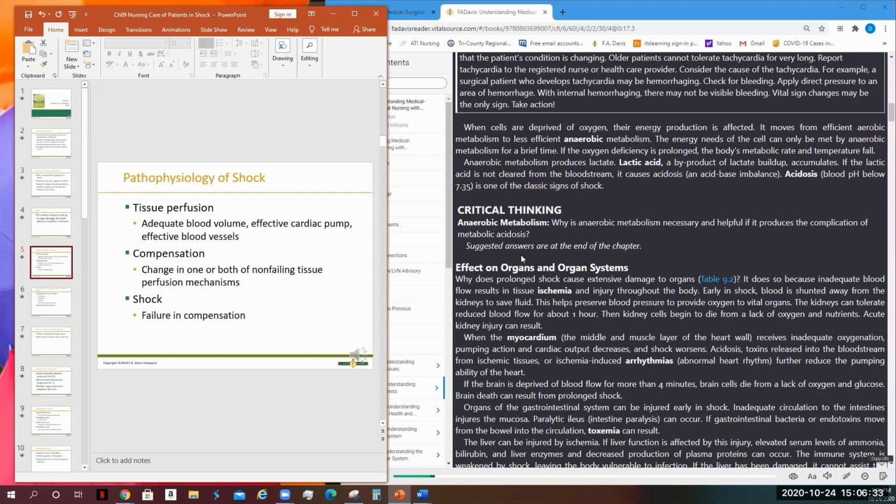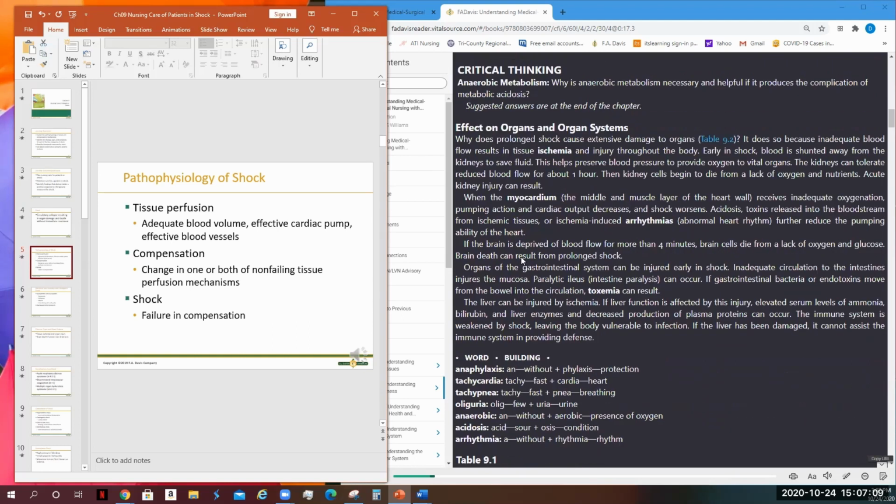Critical thinking. Anaerobic metabolism. Why is anaerobic metabolism necessary and helpful if it produces the complication of metabolic acidosis? Well, anaerobic metabolism is the source of nutrition and energy for the cell that prevents cellular death when oxygen is not available. It is a short-term compensatory mechanism to help save the cell until oxygen becomes available again.